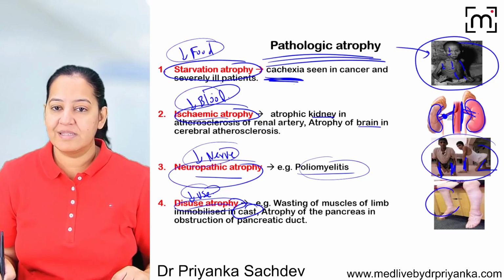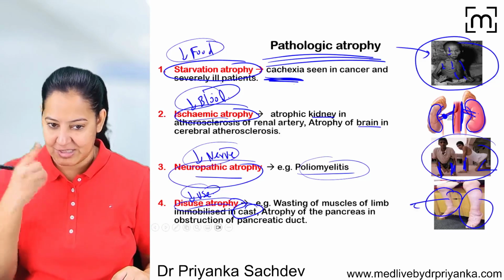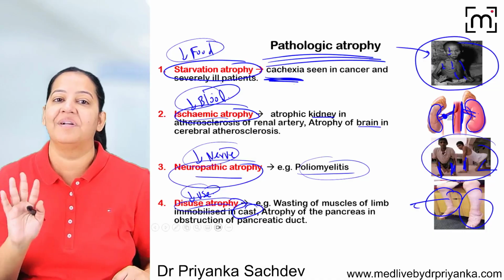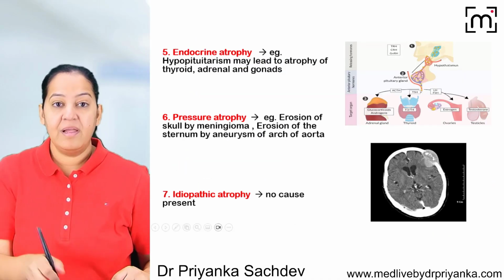You can see here, this limb is thinner than the other, because here you have put a cast. And after removing the cast, you can see it is thinner. There is a fourth example. The fifth example, endocrine atrophy.